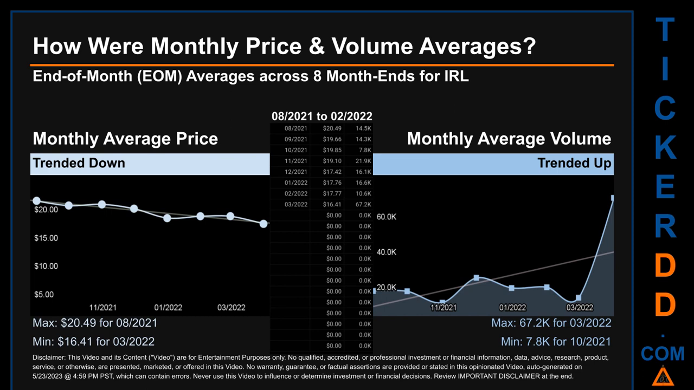The maximum end-of-month average price was $20.49 for 08-2021 while the minimum was $16.41 for 03-2022. Looking at volume, 03-2022 and 10-2021 respectively saw the highest and lowest monthly average volume at 67.2 thousand and 7.8 thousand.